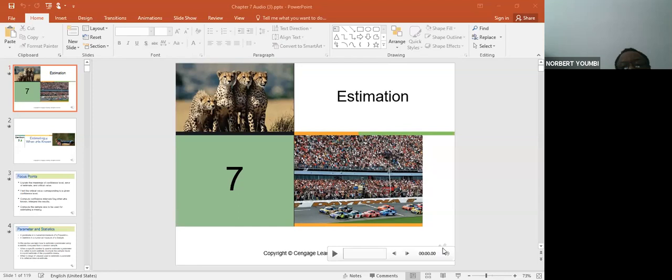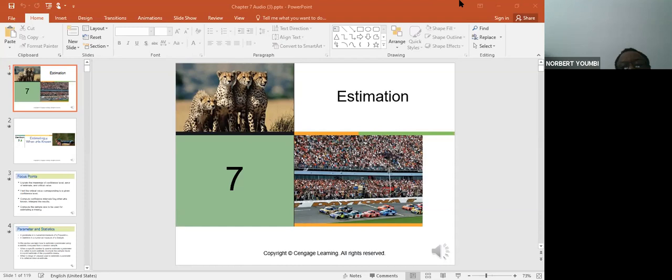We are going to look at chapter 7 today, which is estimation. In chapters 1, 2, 3, and 4, we learned about descriptive statistics: how to collect, organize, and summarize data. In chapters 4, 5, and 6, we learned about probability. And at the end of chapter 6, we learned about the sampling distribution of sample statistics, like the sample mean.